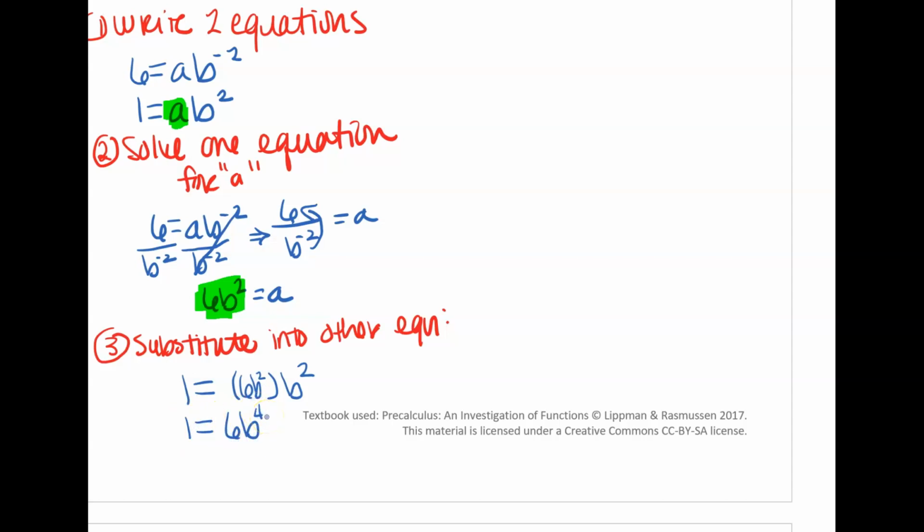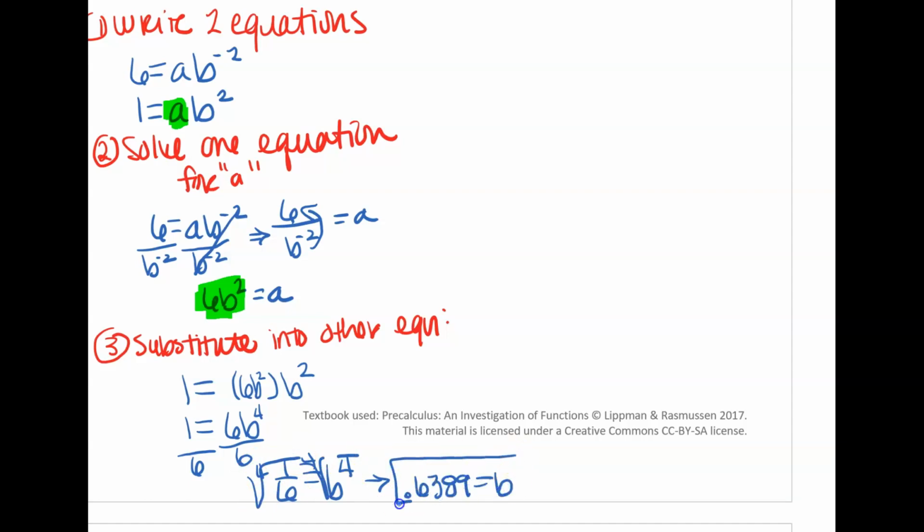Remember properties of exponents. And now I only have one letter in the problem and I can solve for b. So I'm going to divide both sides by 6. It gives me 1/6 equal to b to the 4th. And then I'm going to 4th root both sides. So the 4th root of 1/6 is 0.6389, and that's going to be our b value.